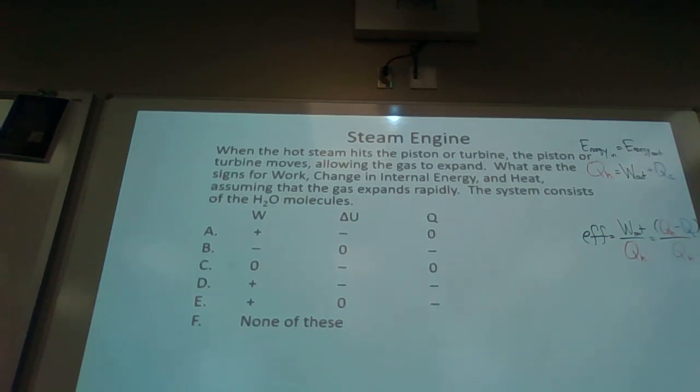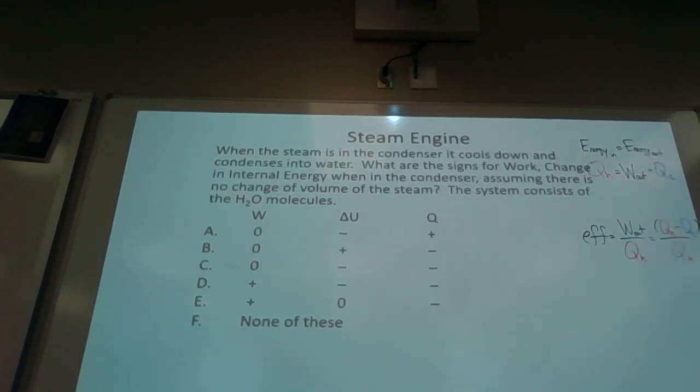Correct answer is A. Yes, A. Okay, happens rapidly. No heat transfer. It didn't have a chance to. We're doing positive work. Where did that energy come from to do positive work? It's taking it from the internal energy. We're decreasing internal energy. Good with that? And then lastly, this is a condenser, assuming no change in volume.